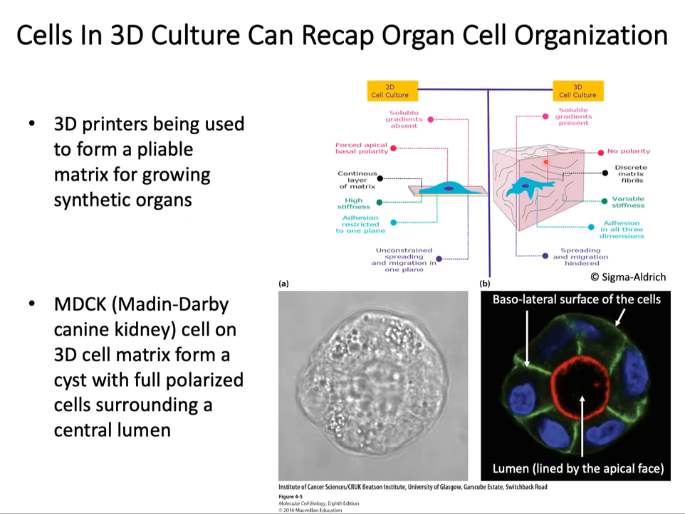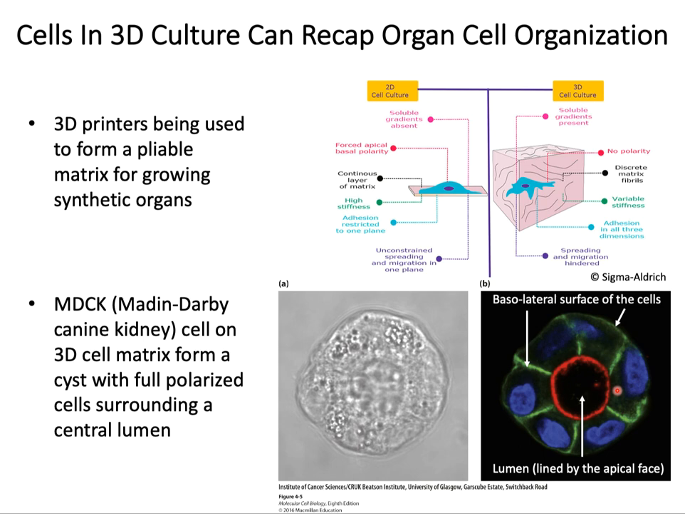So here you can see now a 3D printer being used to make a pliable 3D matrix to grow cells, and there are some successes of even growing organ-like tissues in cultures known as organoid culture. The bottom panel shows a cyst of MDCK cells grown in this 3D cell matrix. The left side shows an unstained bright field microscopic image of the cyst that is not providing much information. But on the right-hand side, this is an image of fluorescent microscopy.